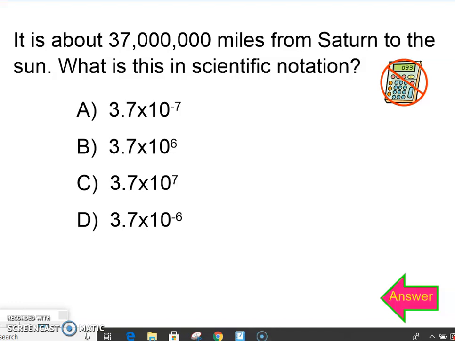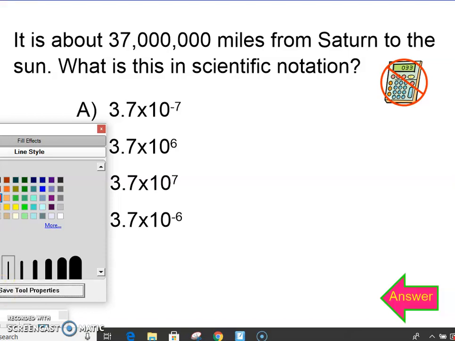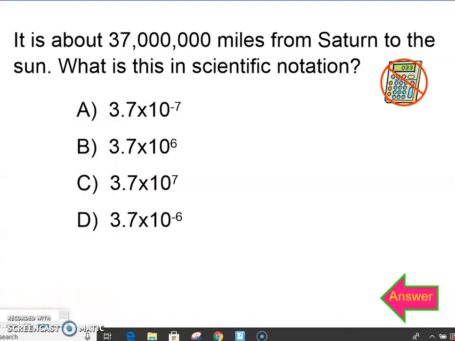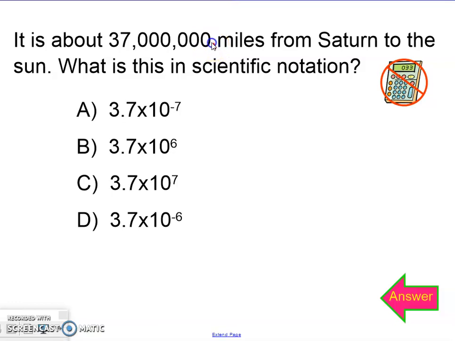Well, if I want to change this number, 37 million, from standard form to scientific notation, I need to find the decimal on this number. I know the decimal on any whole number is always at the end, right? So 37 million is like 37 million.0. So what I want to do now is move this decimal until I make a number that's between 1 and 10. So 1, 2, 3, 4, 5, 6, 7.